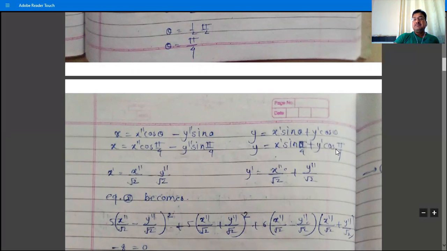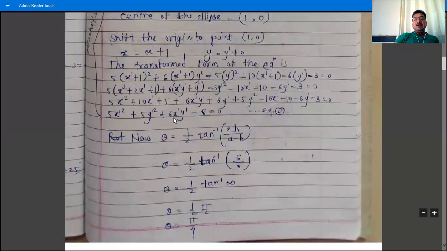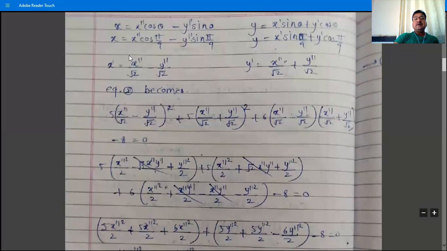The values of sin pi by 4 and cos pi by 4 both are 1 by root 2. So the transform form of the second equation becomes, that is, substitute x is equal to this value, x dash is equal to this value and y dash is equal to this value.